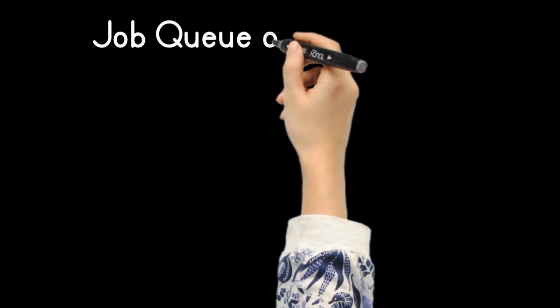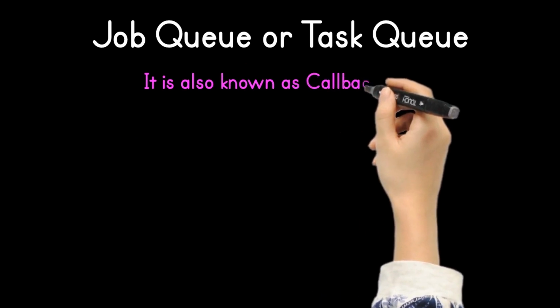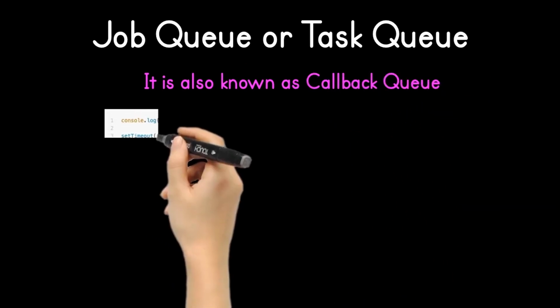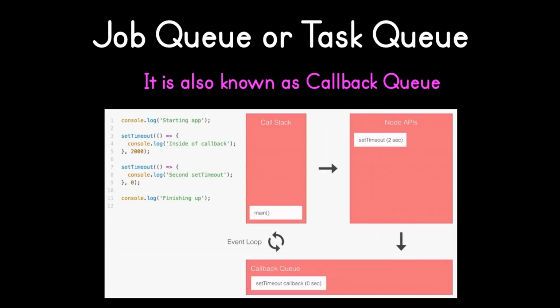So now guys, we will be talking about the job queue or task queue. It is also called the callback queue because in the previous slide we saw the setTimeout method.